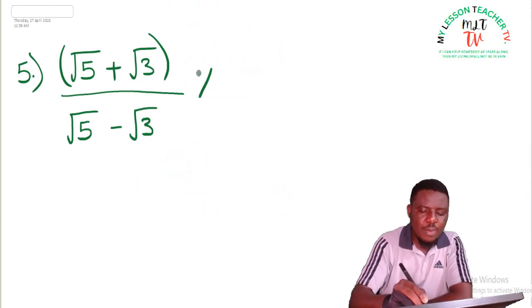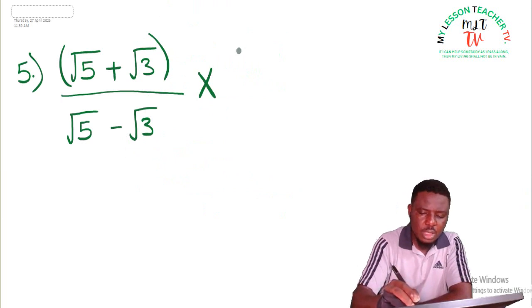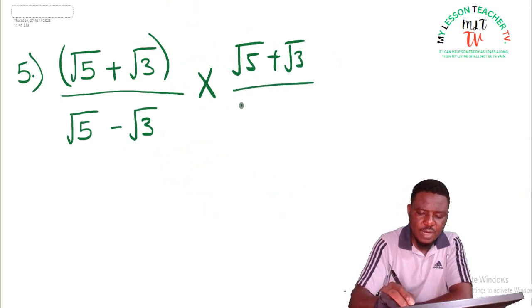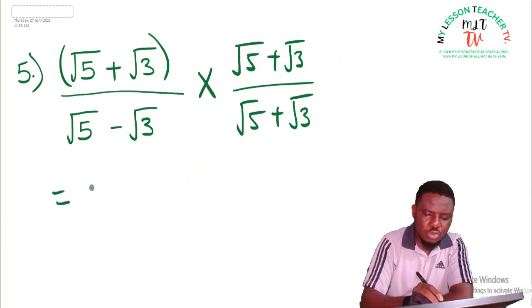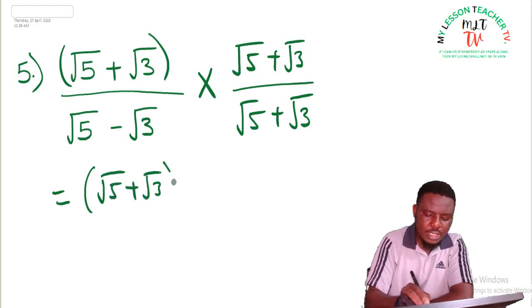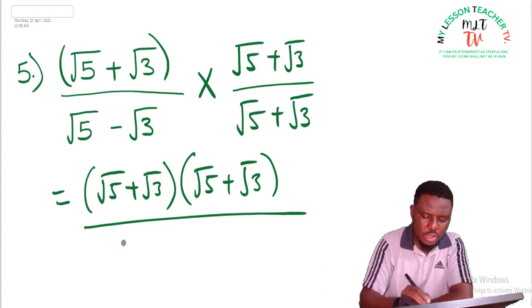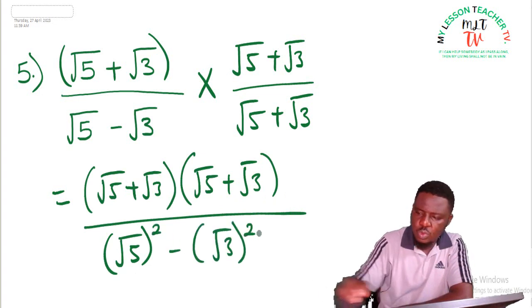Question 5. We are to multiply both the numerator and denominator by the conjugate of root 5 minus root 3. And the conjugate is root 5 plus root 3, also divided by root 5 plus root 3. So when you multiply out the numerator, you will have root 5 plus root 3 times root 5 plus root 3, to be divided by the difference of two squares, which is root 5 squared minus root 3 squared.